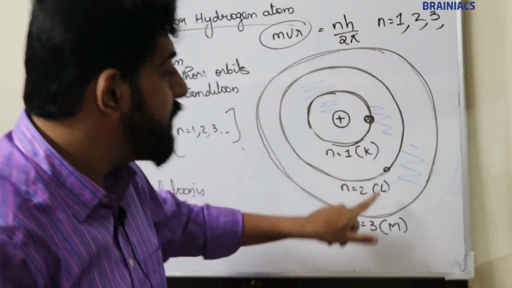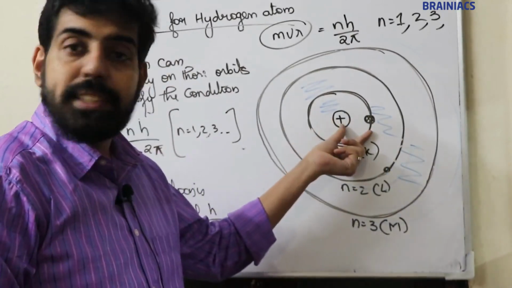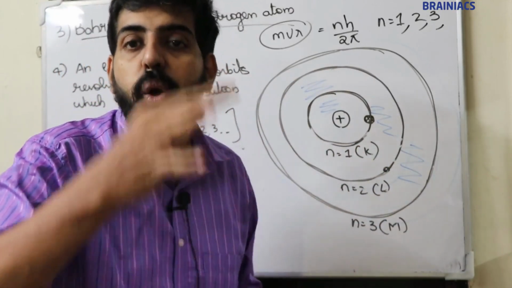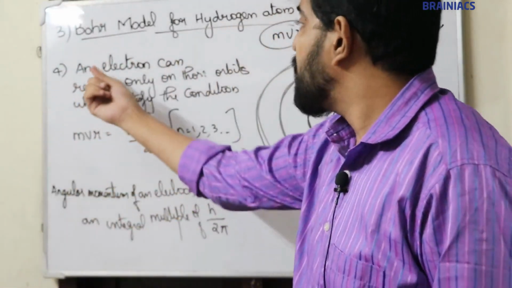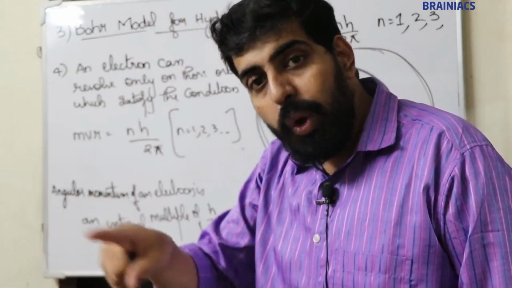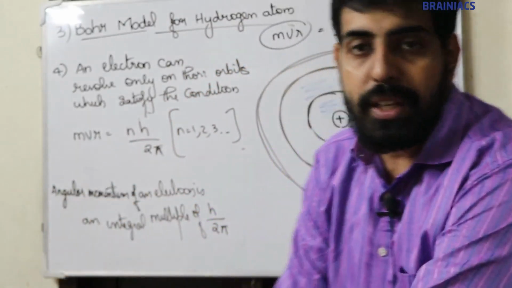That means they are not allowed to move to these gaps. They are allowed to move only on those orbits. I think it's clear. An electron can revolve or rotate only on those orbits which satisfy the condition mvr is equal to nh by 2 pi.